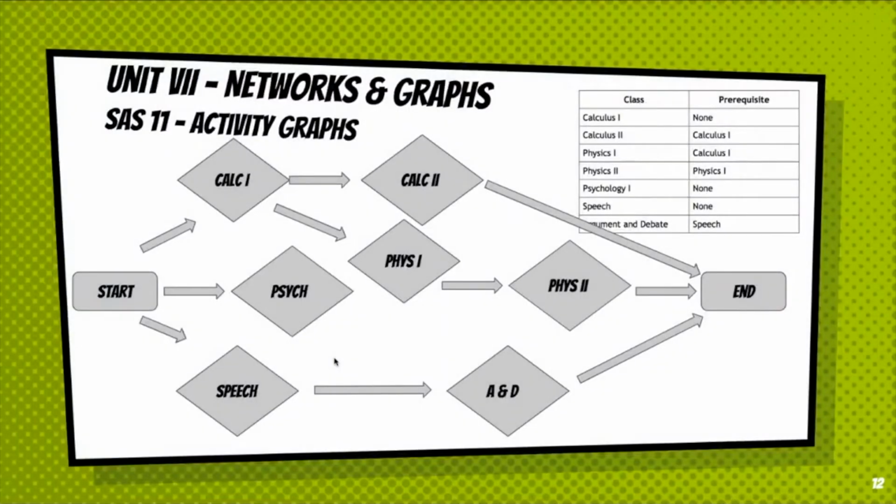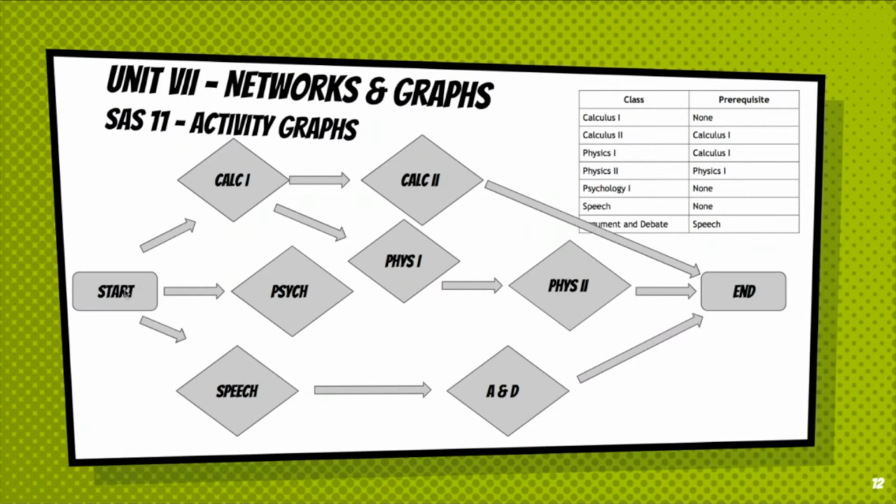So let's take a look at this. This is the completed activity graph. We start with 3 courses or classes that do not have prerequisites. They are Calculus 1, Psychology 1, and Speech. So right out of the gate, right out of start, Calculus 1, Psych, and Speech are all taken with no prerequisites.